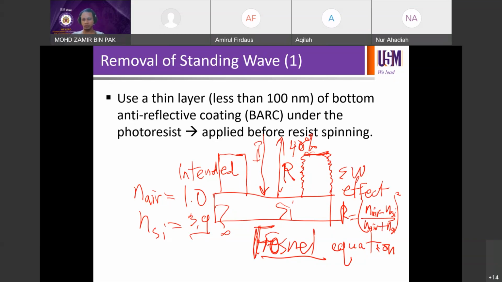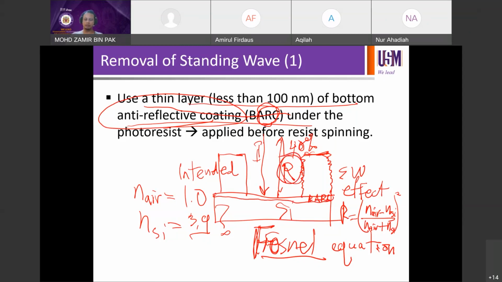To eliminate or significantly reduce this problem, you need to introduce a very thin layer of bottom anti-reflective coating. We worked on ARC last time, this anti-reflective coating. So you have to introduce a very thin layer below the resist. That means before you spin the resist on, you have to spin something on first, and this something is called bottom anti-reflective coating, which can help suppress the reflection from the silicon surface.